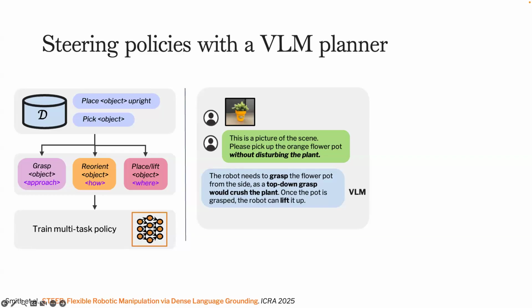So in this case, there is what you would call some semantic understanding, which says if you don't want to disturb the plant, you should pick the pot up from the right. That is really simple. You don't need to train a robot to do that.